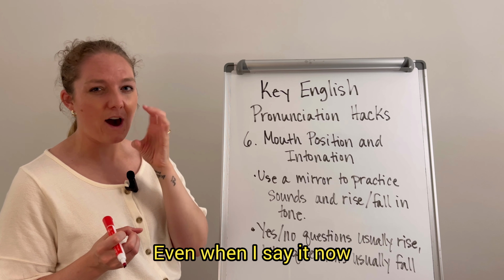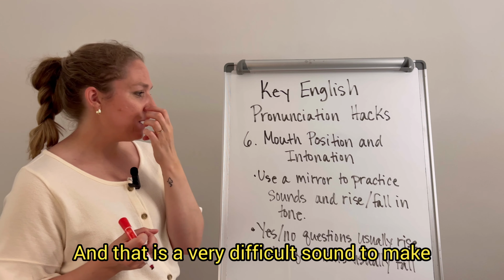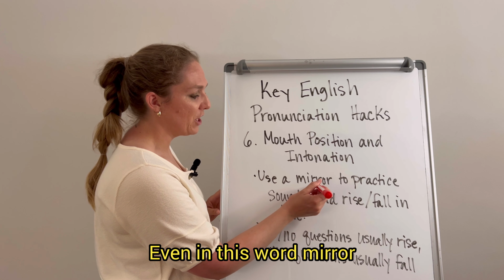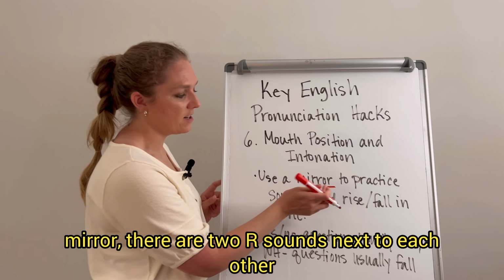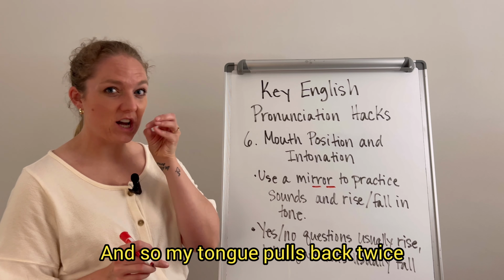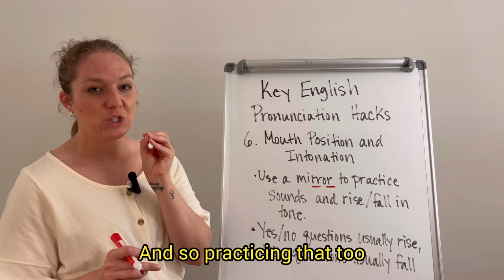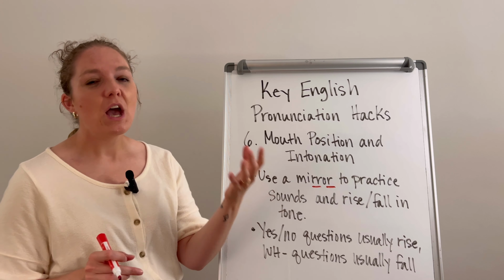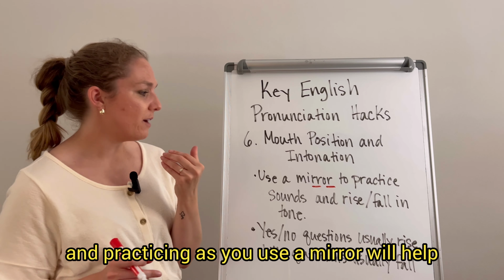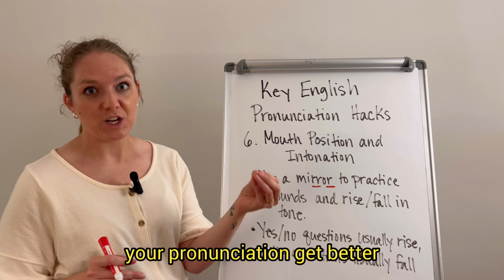Even when I say it now, my tongue pulls back. R, R, R. And that is a very difficult sound to make. Even in this word mirror, there are two R sounds next to each other, and that's tricky. Mirror. And so my tongue pulls back twice. Mirror. And so practicing that too, practicing the R sound, practicing the TH sound, just speaking in English and practicing as you use a mirror will help your pronunciation get better.